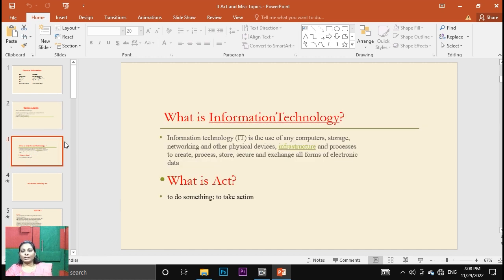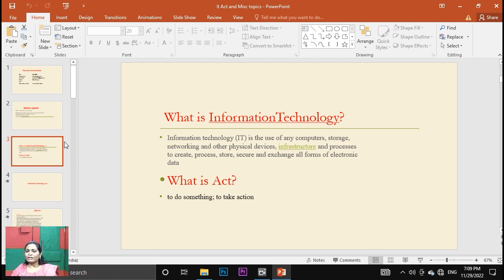Now the topic, what is IT, what is information technology. We all know about information technology. I for information, T for technology, IT. Information technology is the use of any computers, storage, networking and other physical devices, infrastructure and processes to create, process, store, secure and exchange all forms of electronic data.